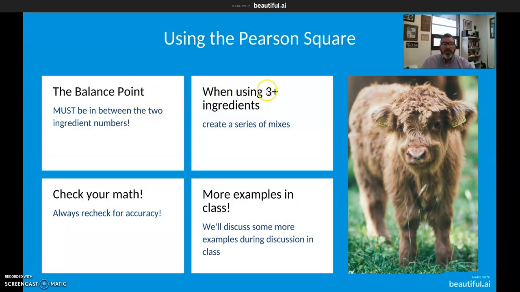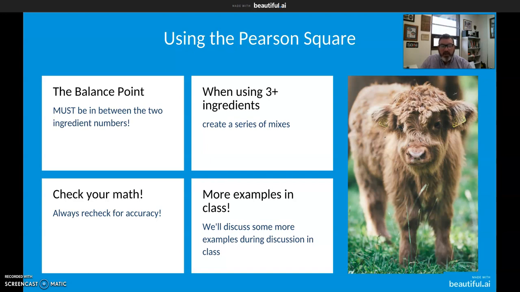When you're doing 3+ ingredients, because that is a limitation, that Pearson squares can only do 2 ingredients at a time, what you do is create a series of mixes and different crude protein percentages, so we kind of back into the targeted ration crude protein content. We'll practice a little bit of that just to show you how it works.